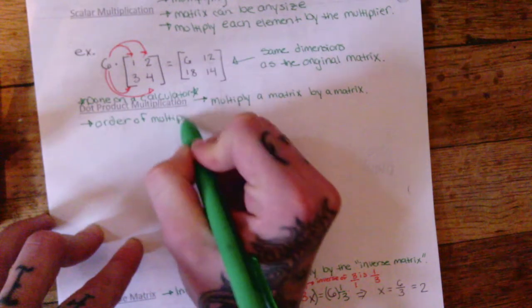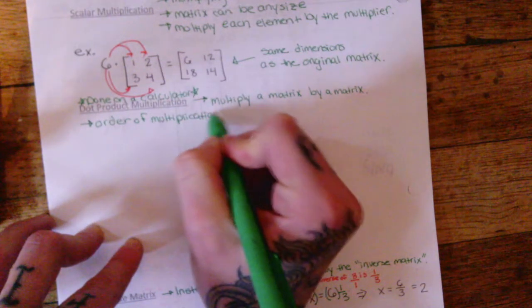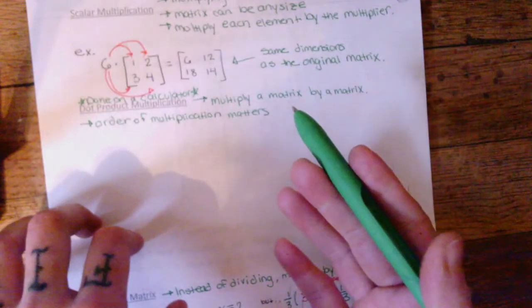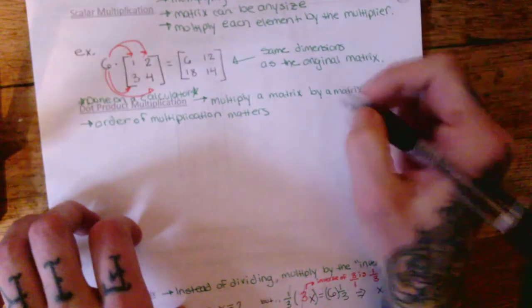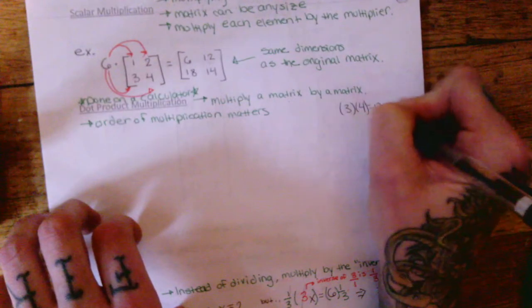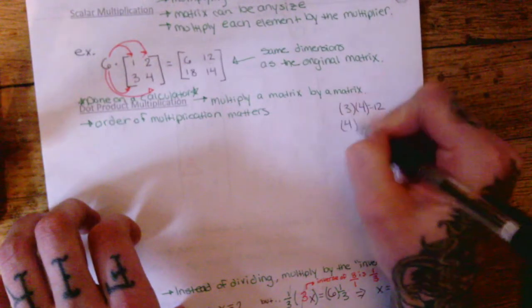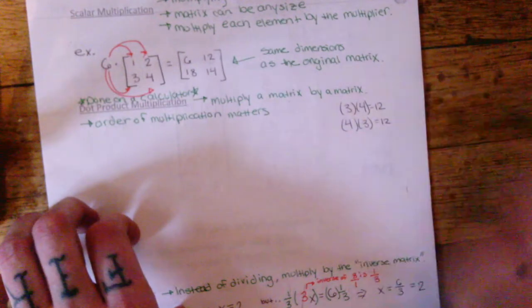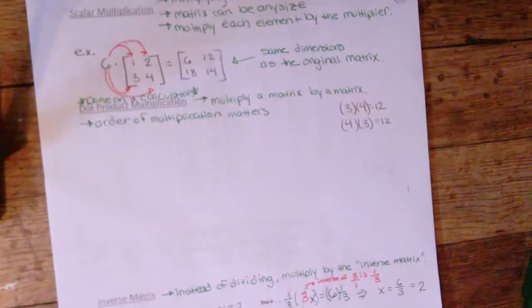Now, this is different than what we normally do. If I'm multiplying 3 times 4, this is the same as multiplying 4 by 3, but when we're doing matrices, it is not going to be that way.